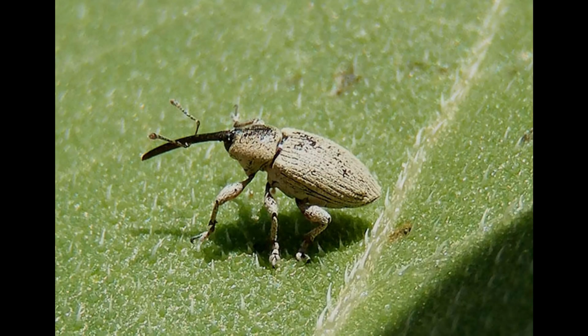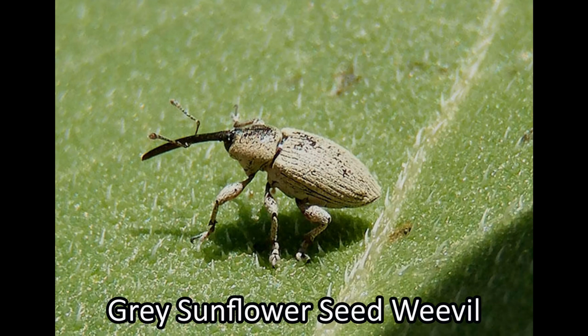This creature can be identified by its long snout and its elbow-jointed antenna. The tip of their snout is a chewing mouthpart called a rostrum. They use these parts to chew on seeds of a beautiful, tall, yellow flower. If you guessed gray sunflower seed weevil, you are correct.